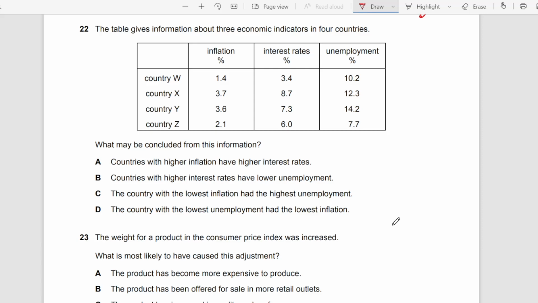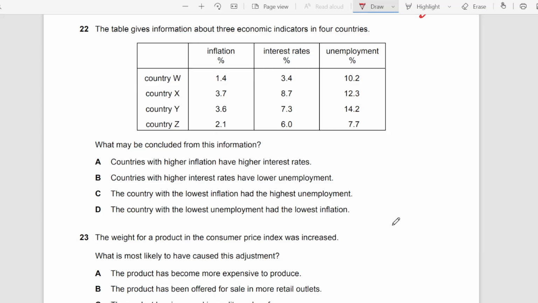Let's look at the options. What may be concluded from this information? Countries with higher inflation have higher interest rates. Does this appear to be correct? Is it true? So inflation is 1.4, interest rate is 3.4. Inflation increases to 3.7, which is the maximum. The interest rates are the maximum, 8.7 amongst all the other countries.